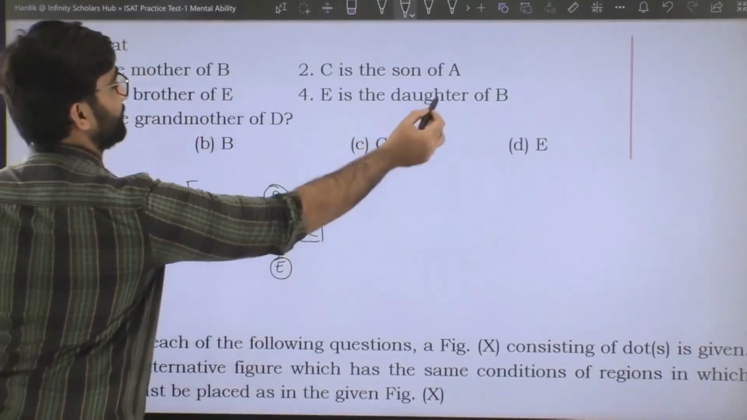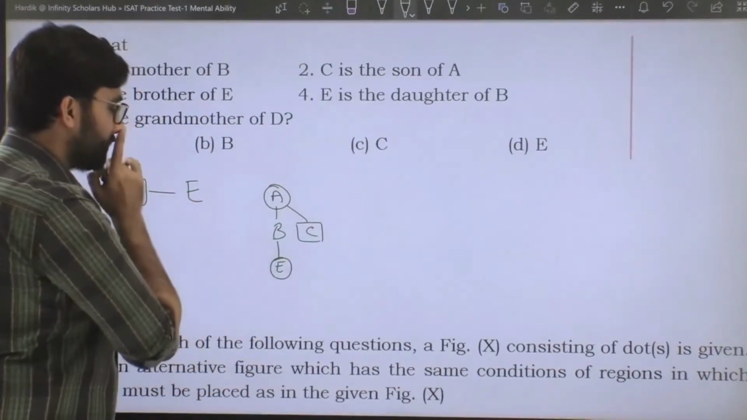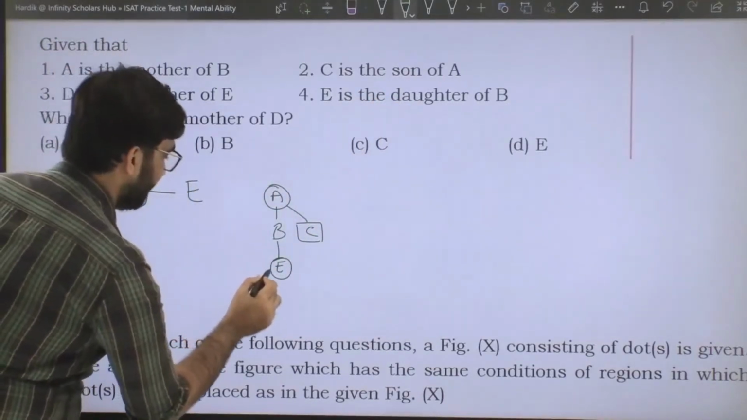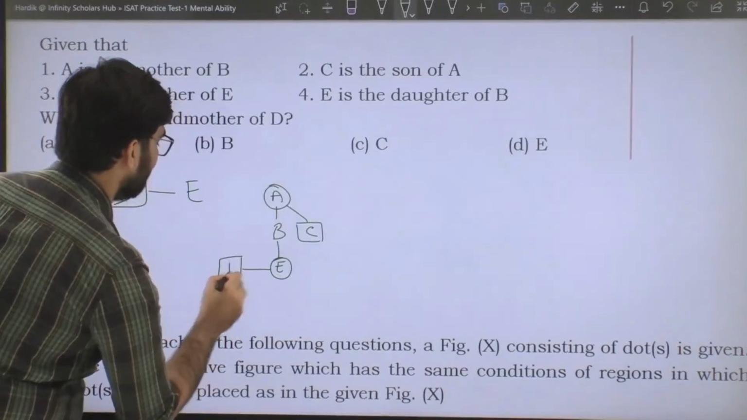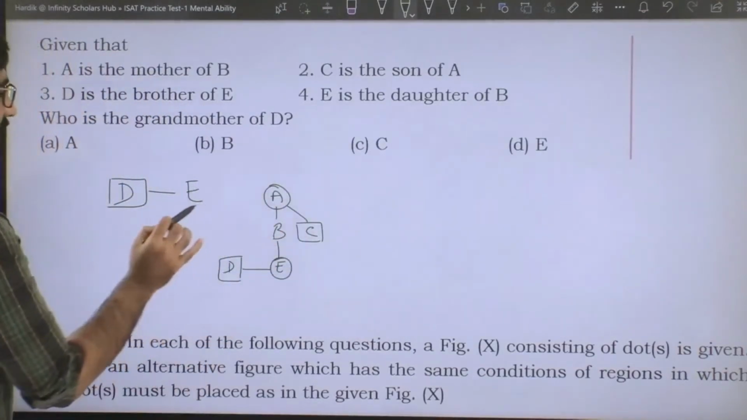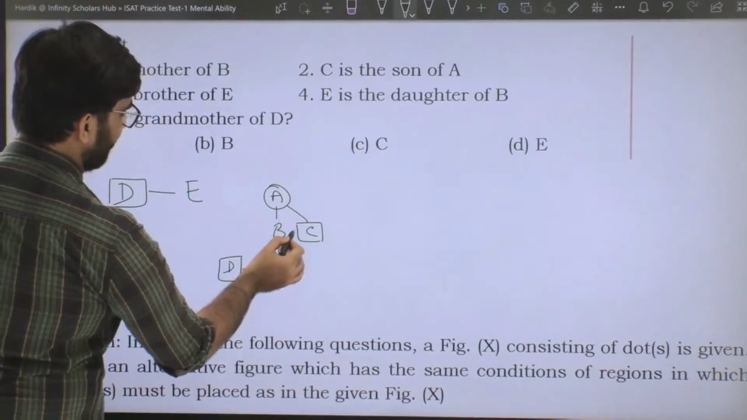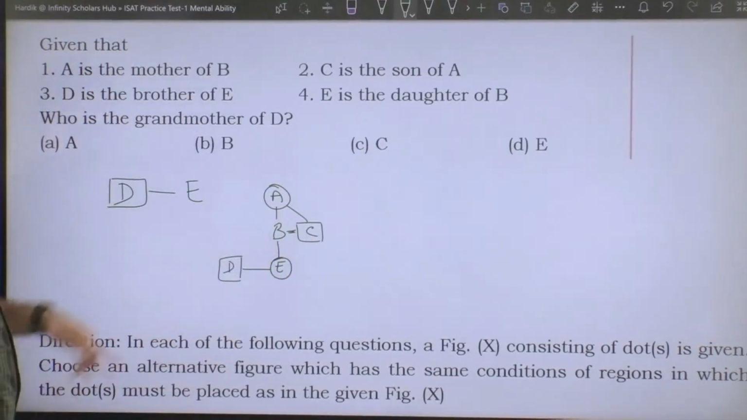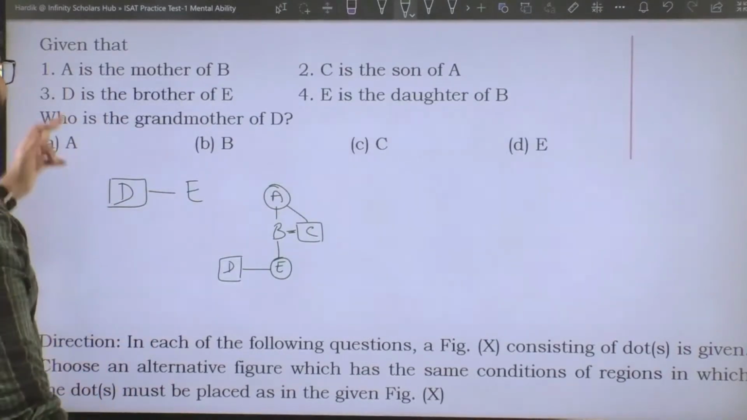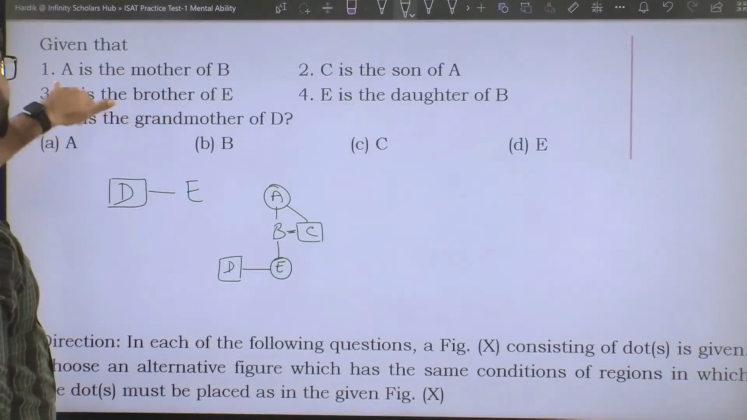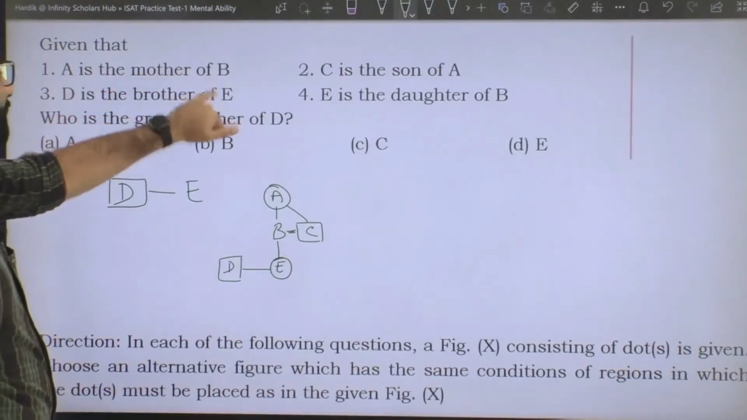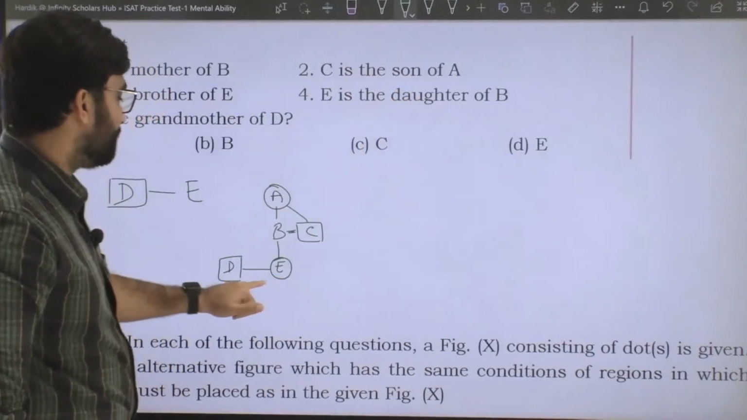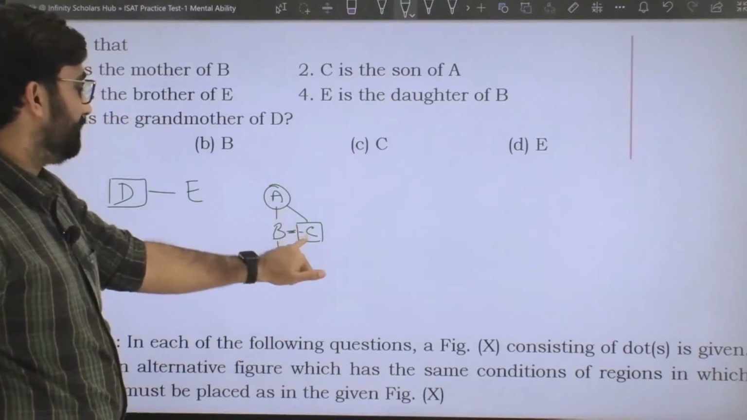So over here it is said that E is the daughter, that means she is female, so I will use a circle for her, and E and D are brother and sister, right? So this is D. So this will be your final chart. Okay, over here there is some relation between B and C also, but we do not know whether the person B is a male or a female, right? Because from the given data we cannot identify that. See, A is the mother of B, that means A is female, that we can identify. C is the son of A, so that means C is a boy, right?